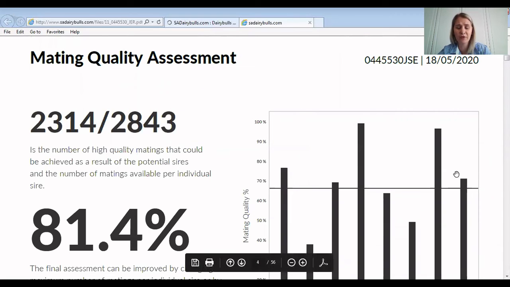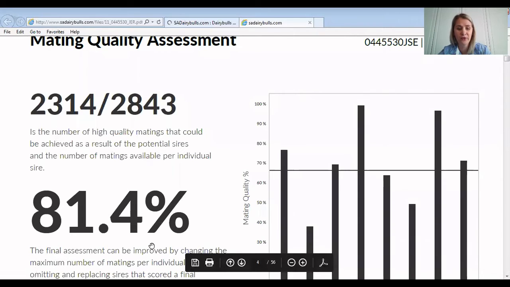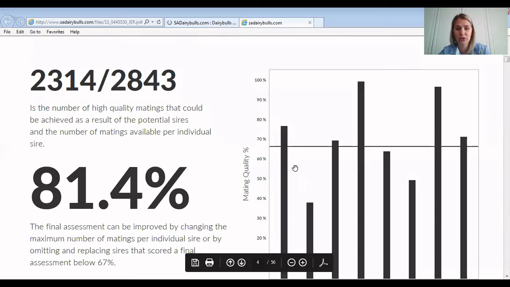But now we look at the different bulls that we've used and who have worked better in the herd. So out of the 2,843, 2,314 were high quality matings because of the sires. 81% is the improvement made by the bulls.